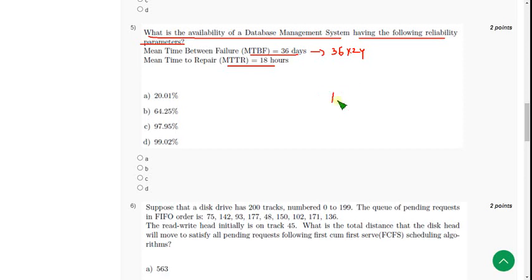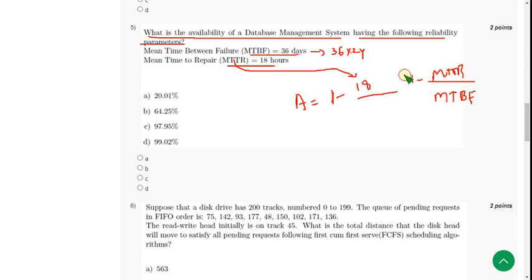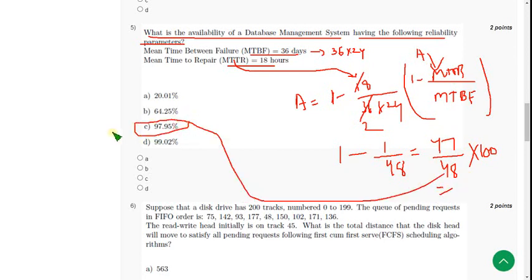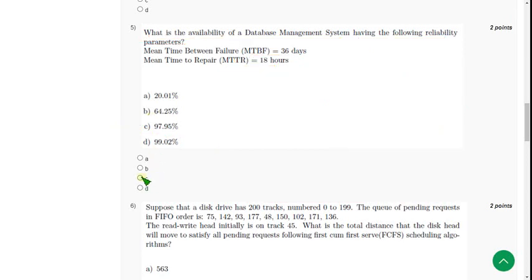Here the solution is, the availability is equals 1 minus 18 by, that means MTTR by MTBF. This is the formula, 1 minus. This is the formula for availability. So 1 minus 18 by 36 into 24, so 18 ones and 18 twos, so 1 minus 1 by 48, so 47 by 48. In terms of percentage into 100 we will multiply, then it will give the answer 97.95. So mark option C as correct answer for fifth question.